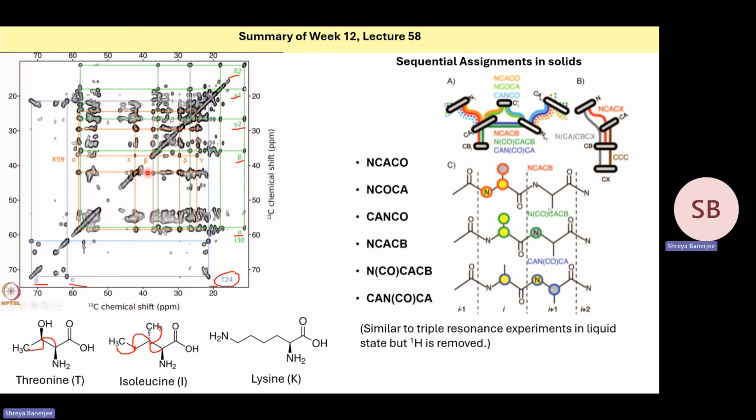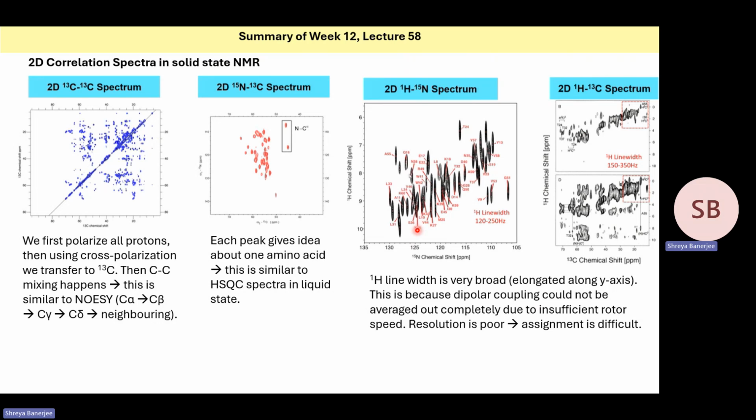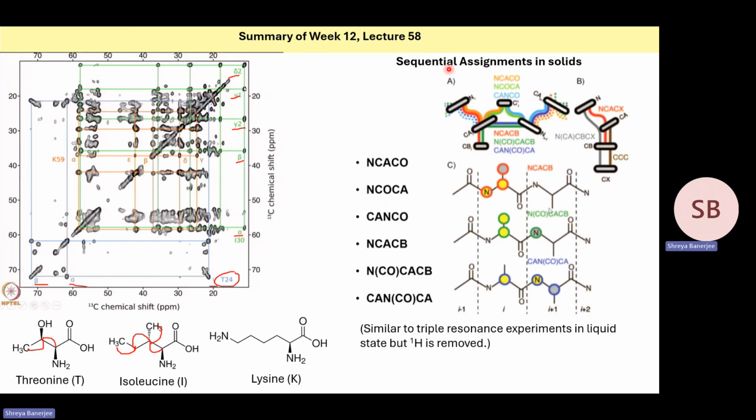Then you can have something which is similar to the triple resonance experiments that we studied in solution state NMR. But here we don't use 1H. If you remember, in solution state NMR, we had experiments like HNCA or HNCO, where 1H was also used. But we just saw in solid state NMR, using 1H is a disadvantage because we cannot completely cancel out the dipolar coupling. And so the line widths broaden and there is overlapping and loss in resolution. So for sequential assignment in solid states, these experiments are done, but we do not use 1H.